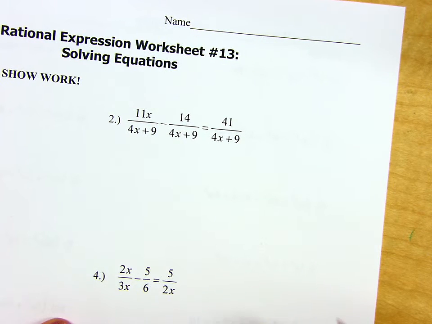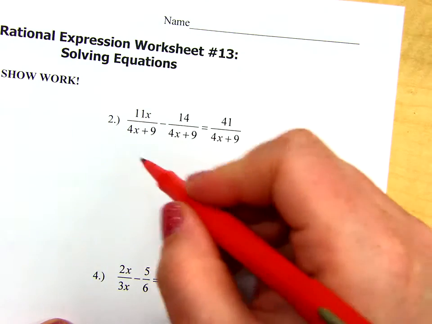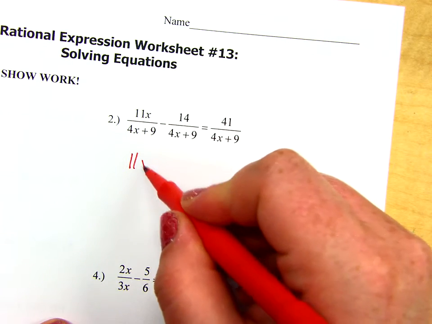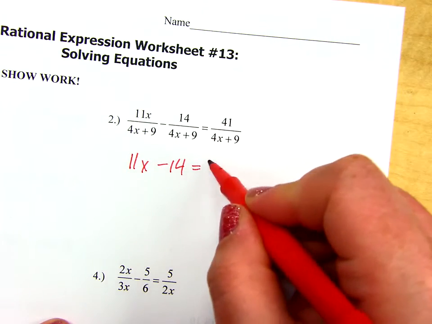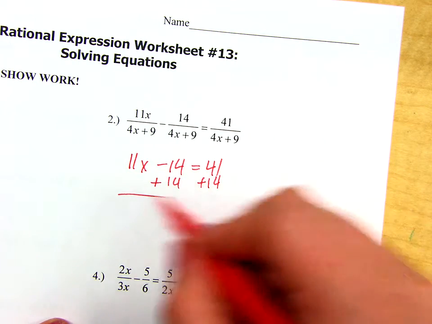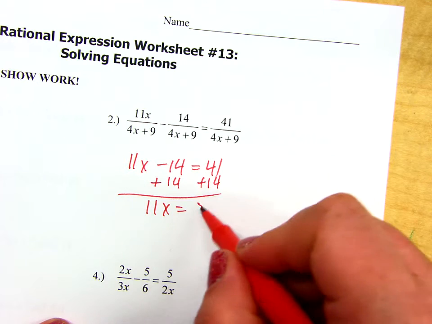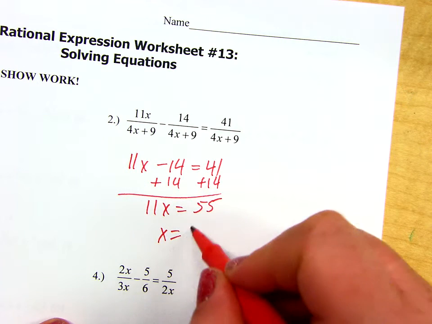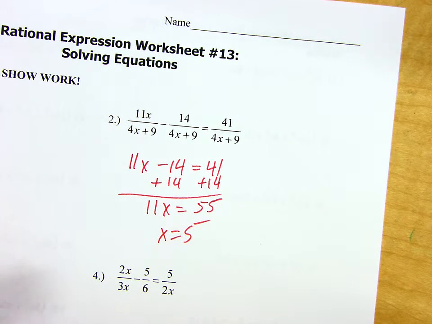So again, on 2, all my denominators are already the same, so I'm literally just going to solve 11x minus 14 equals 41, just like you always do. Add the 14. That gets me 55. 5 looks good. It's not going to turn my denominator into zeros, so I'm happy.